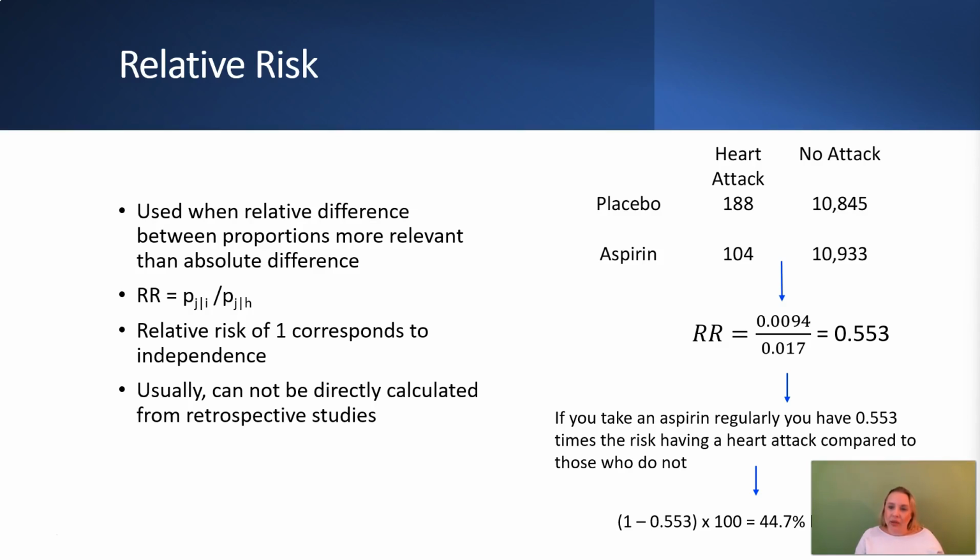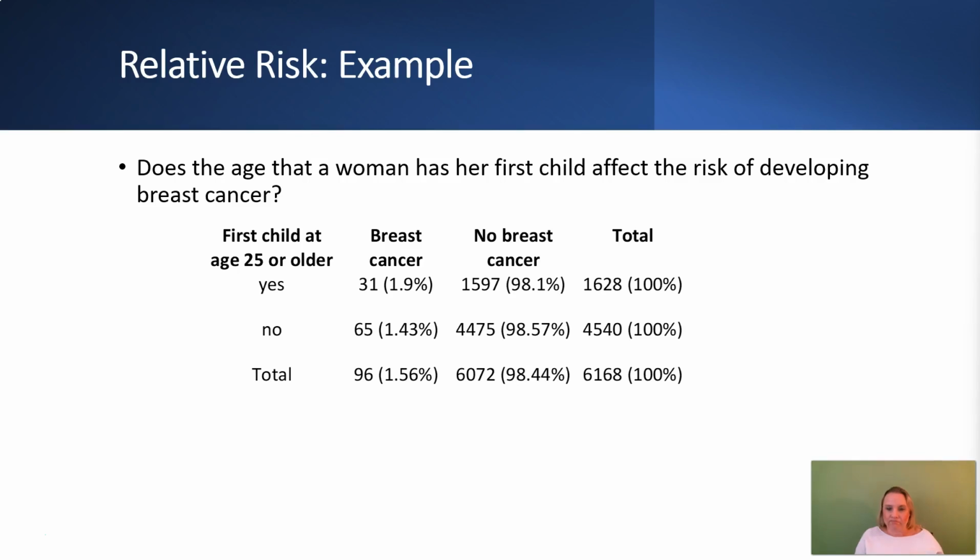Therefore, we can make the conclusion that if we take an aspirin regularly, you can have 0.553 times the risk of having a heart attack compared to those who don't. The way you make this into a meaningful conclusion is you're going to do 1 minus 0.553 and multiply it by 100 to say that this is 44.7% less risky in comparison.